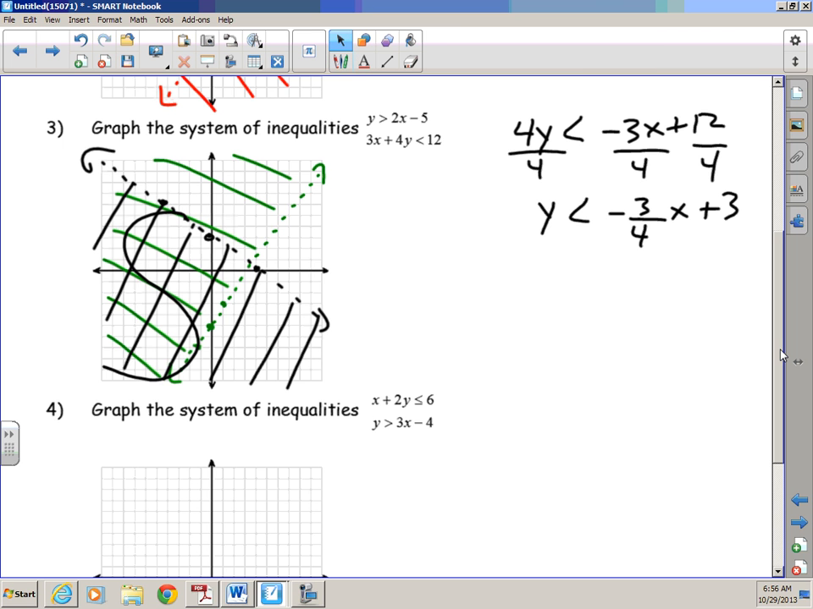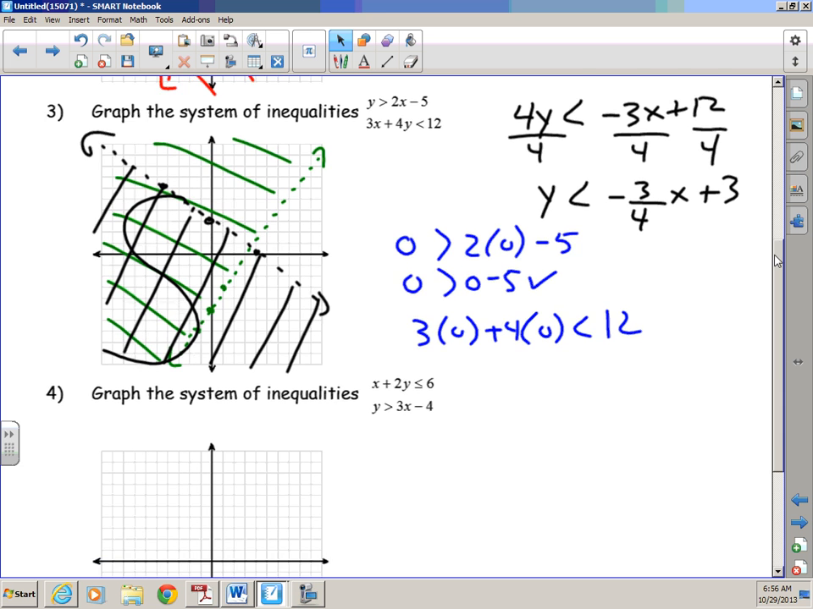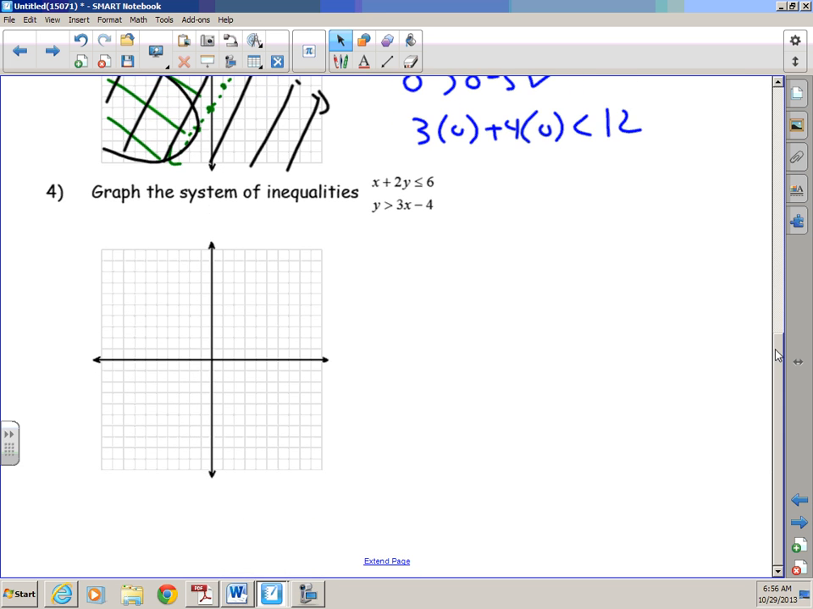So, a point in the solution set is 0, 0. So if I put 0, and always go to the original equation to do this, is 0 greater than 0 minus 5? Yes. Is 3 times 0 plus 4 times 0 less than 12? Yes. So you've done the correct shading. You should be pretty confident about that.